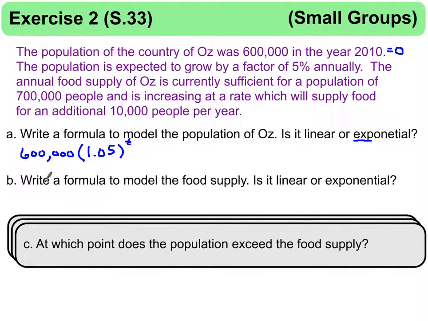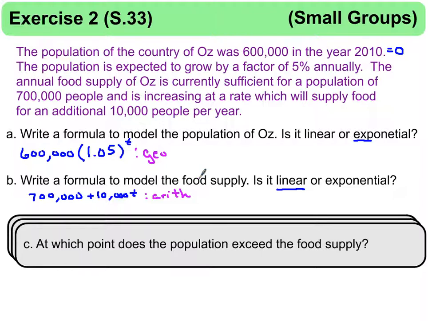And then in Part B, write a formula to model the food supply. That's going to be linear. The annual food supply of Oz is currently sufficient for a population of 700,000 people. So 700,000 people. And it's increasing at a rate of an additional 10,000 people per year. So we can support plus 10,000 more people per year as we continue to increase. It's important to note, if you haven't observed, that this is a geometric formula and this is an arithmetic formula.